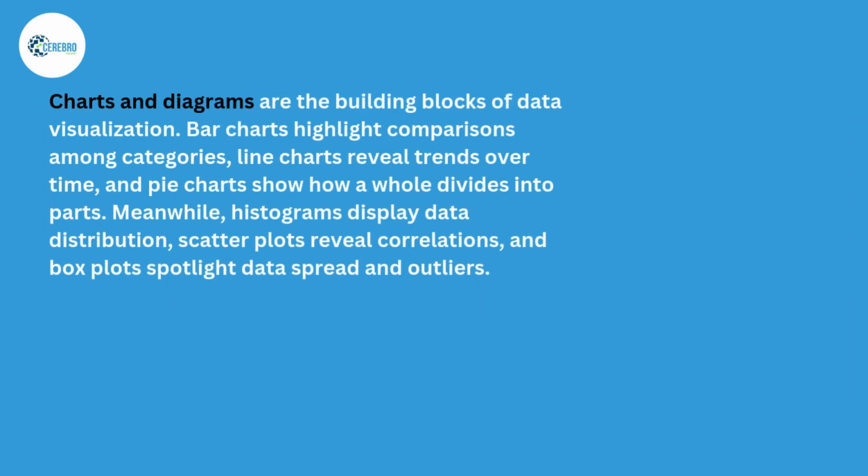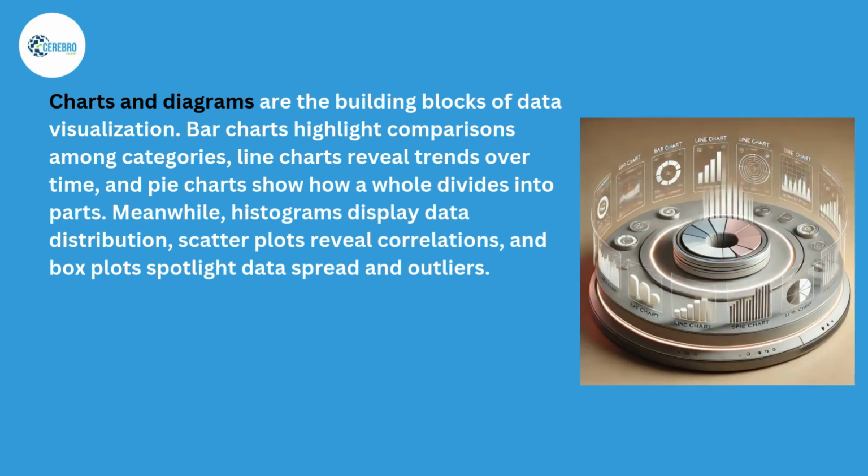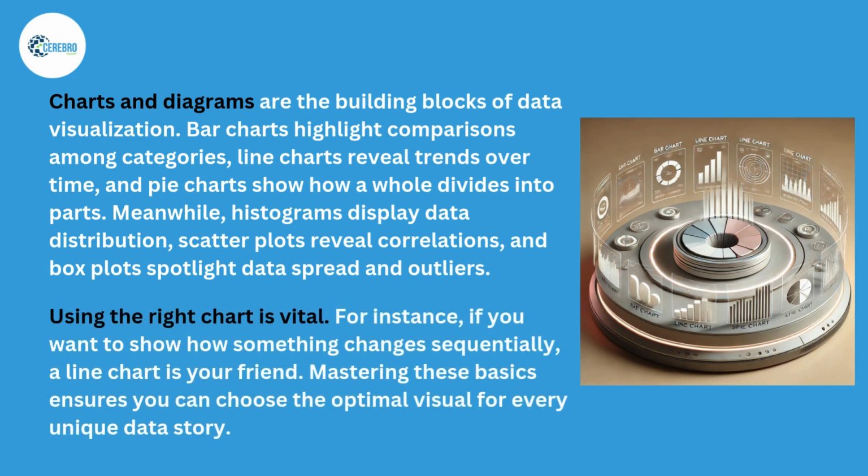Charts and diagrams are the building blocks of data visualization. Bar charts highlight comparisons among categories, line charts reveal trends over time, and pie charts show how a whole divides into parts. Meanwhile, histograms display data distribution, scatter plots reveal correlations, and box plots spotlight data spread and outliers. Using the right chart is vital. For instance, if you want to show how something changes sequentially, a line chart is your friend. Mastering these basics ensures you can choose the optimal visual for every unique data story.